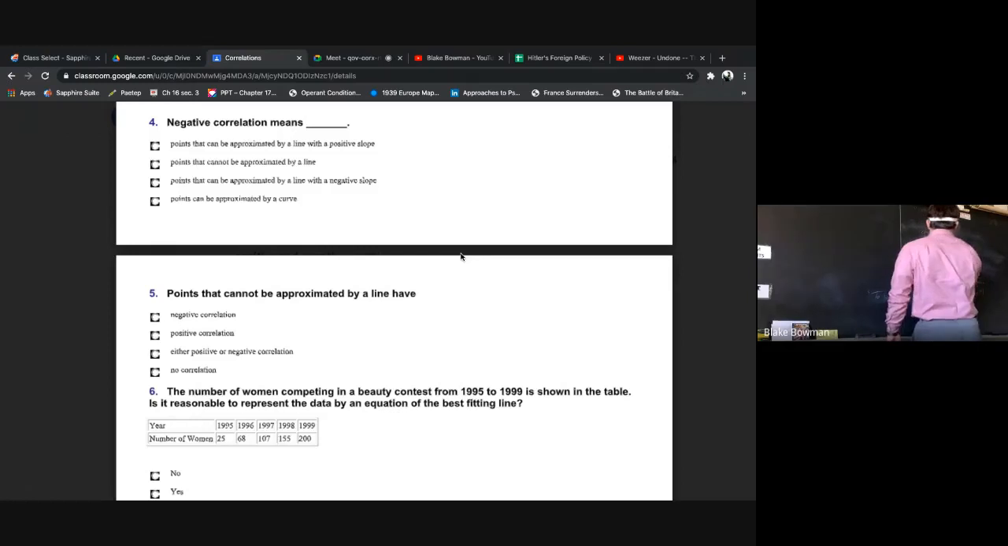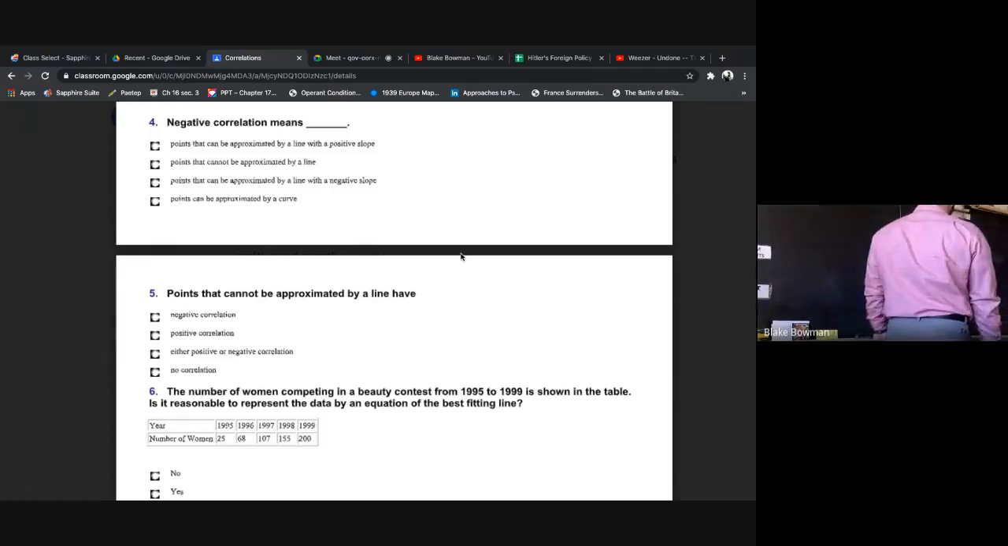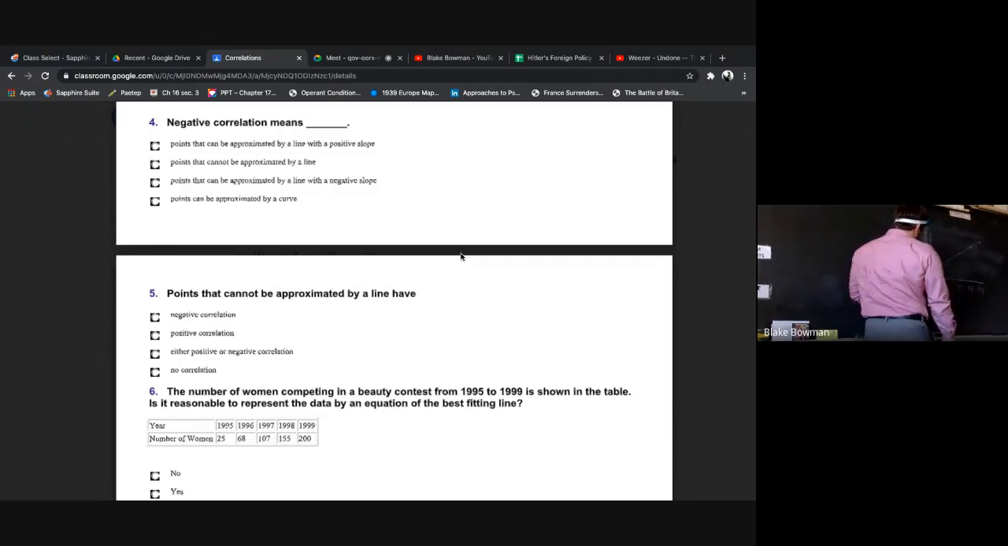All right, so then 95, 96, 97, 98, and 99. So you can see that as a positive correlation moving forward, moving up. For your year or your number of women, you probably do a 10, 20, 30, 40, 50, moving all the way up until you get to 200.